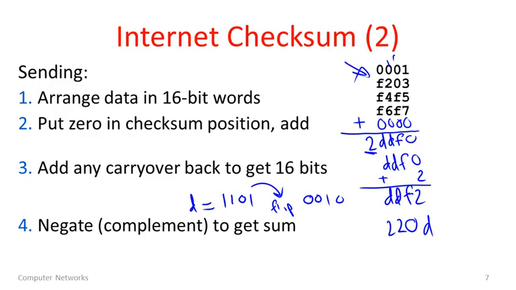And we will then take that value, replace it where we used all zeros, and then send those 5 16-bit words, including the checksum, out into the network.